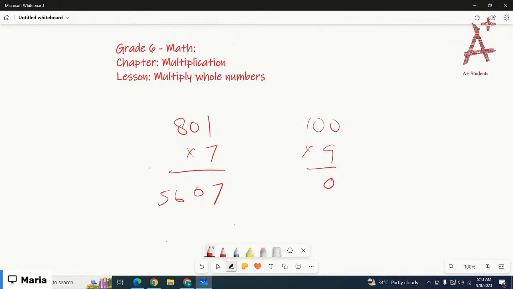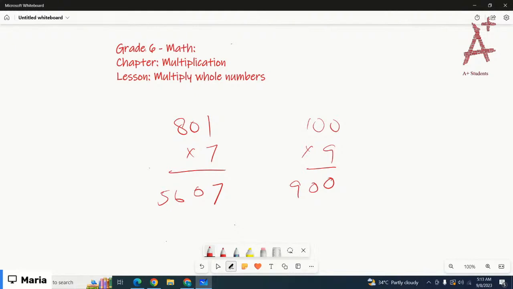That would be 9 times 0 is 0, 9 times 0 is 0, and 9 times 1 is 9. So 100 times 9 is 900, right? Okay, you can complete the lesson multiply whole numbers by yourself later today from the chapter multiplication grade 6.